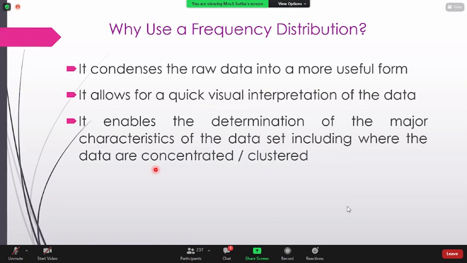Then why are we using frequency distributions? In the context of quantitative data, it condenses the raw data into a more useful form. It allows for a quick visual interpretation of the data. It enables the determination of the major characteristics of the data set, including where the data are concentrated or clustered.